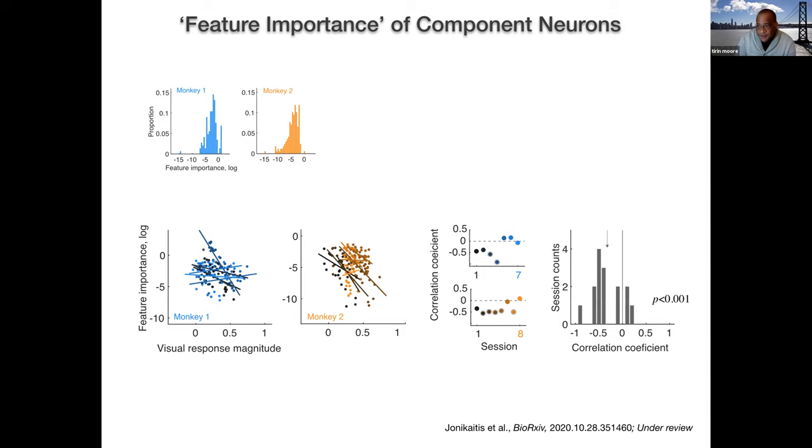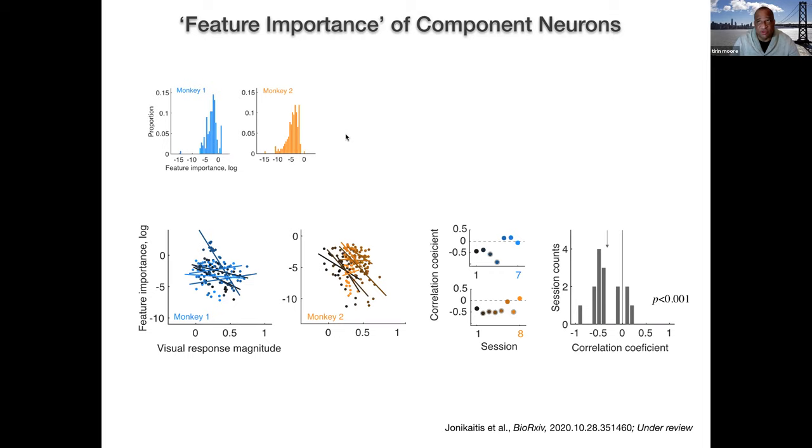All right, so using this information, we first sought to determine the relationship between rule information and the visual responsiveness of V4 neurons. The reason we did this is that attentional modulation, which we've worked on quite a bit, tends to co-occur with the neurons with the largest visual responses. Those are neurons that are more likely to demonstrate clear attentional modulation. So we considered that feature importance might be largest among neurons exhibiting the largest visual responses.